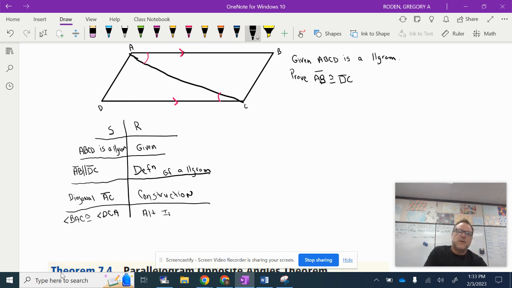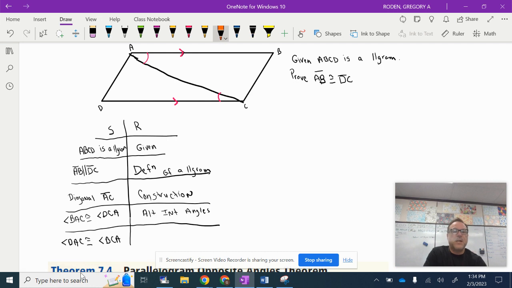Alternate interior angles. You guys follow me on that? Okay, now I think we can do another one, right? Can't we say, what can we say? We could say angle DAC is congruent to angle BCA, right? See that? You guys with me on that?